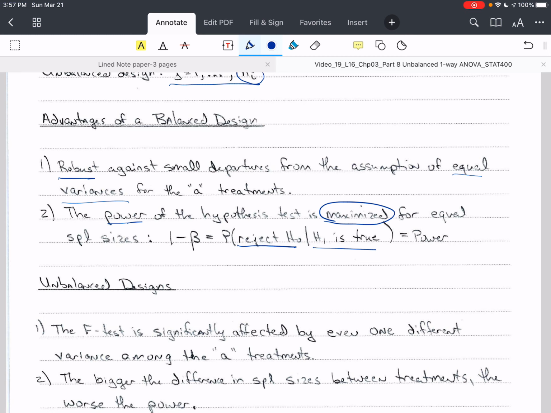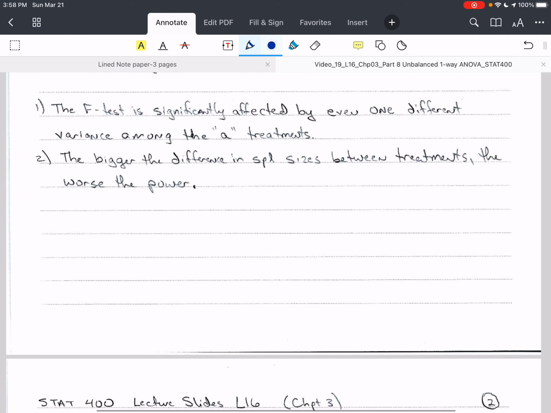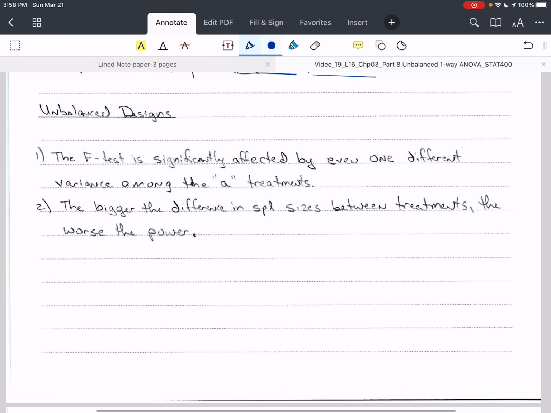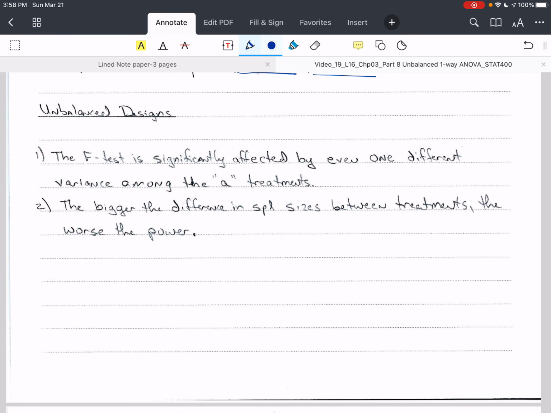And when we have a balanced design, we could prove it theoretically, but I don't want to take that time in this class. We could certainly prove that this is the case for a balanced design: we maximize the power. Now, the F-test for an unbalanced design is significantly affected by even one variance among the a treatments that is different from the others. Also, the bigger the difference in sample sizes between the treatments, the worse, or lower, the power.